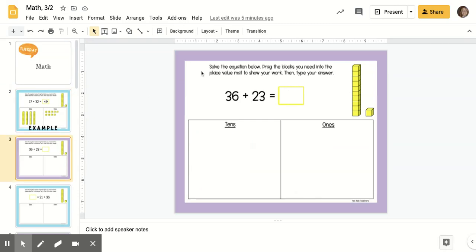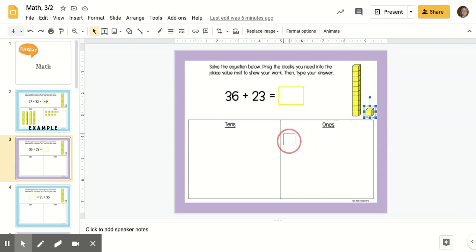It says solve the equation below. Drag the blocks you need into the place value mat to show your work. Then type your answer. Okay, that sounds easy enough. Okay, so we have tens and we have ones. I always like to look at the ones first and then I work with the tens. So I'm going to take a look at the first addend here. There's 6 ones, so I'm going to drag in 6 cubes. I'm going to click on my cubes here.